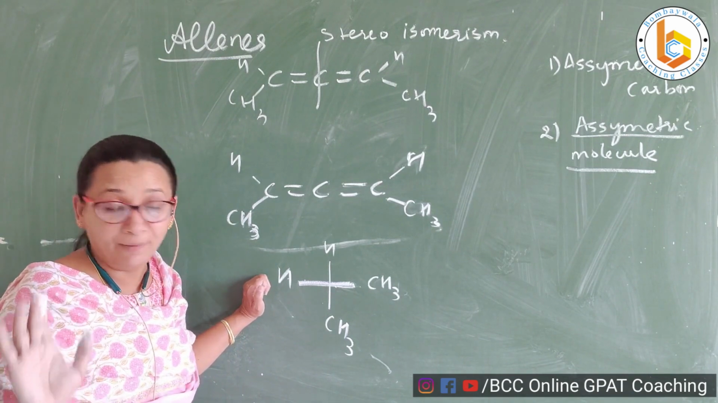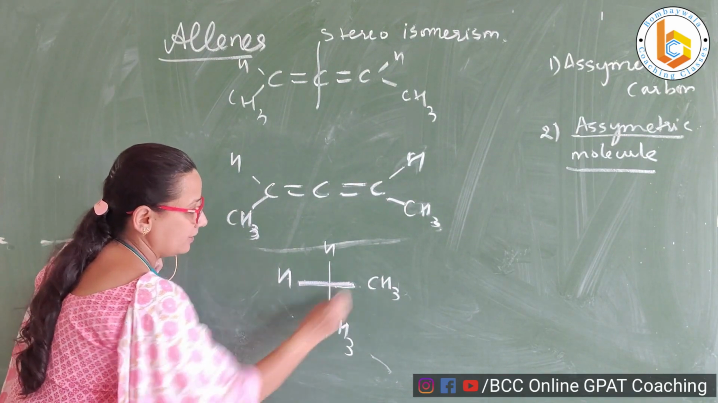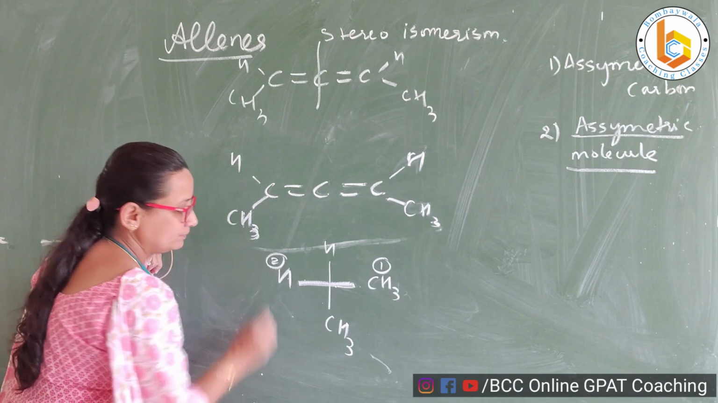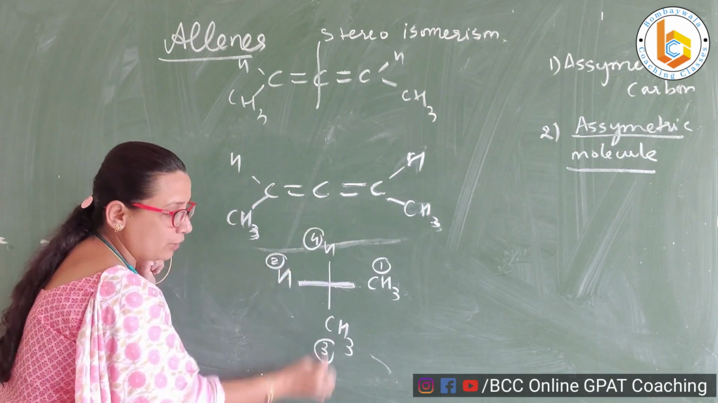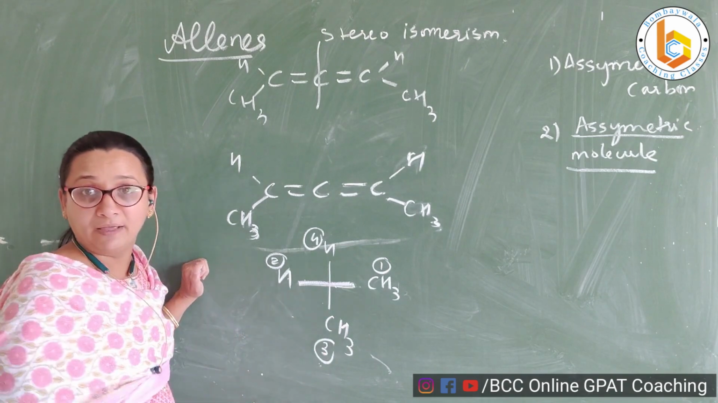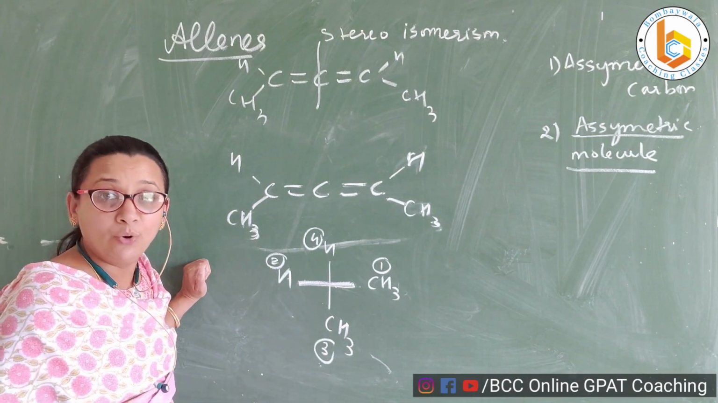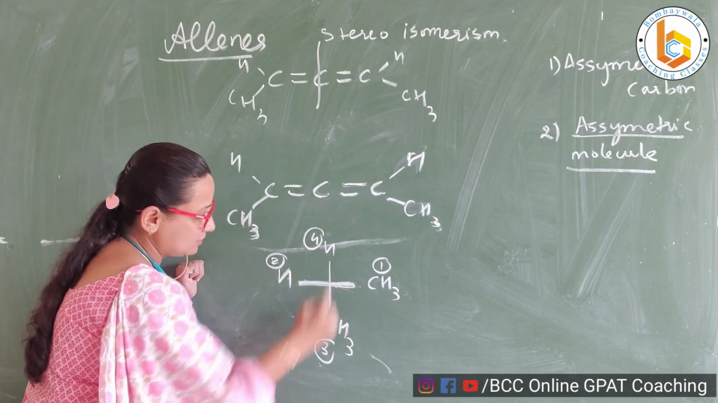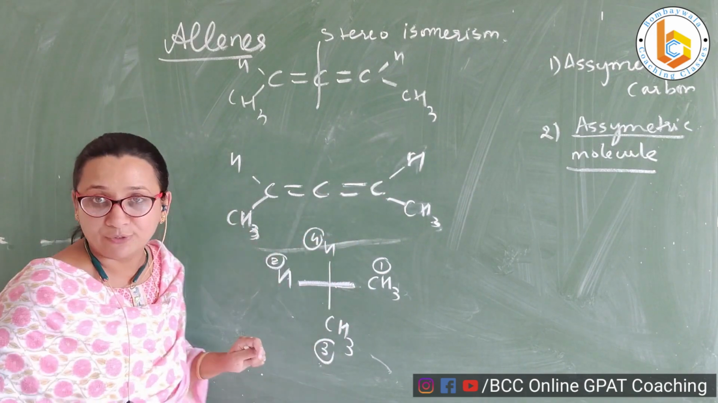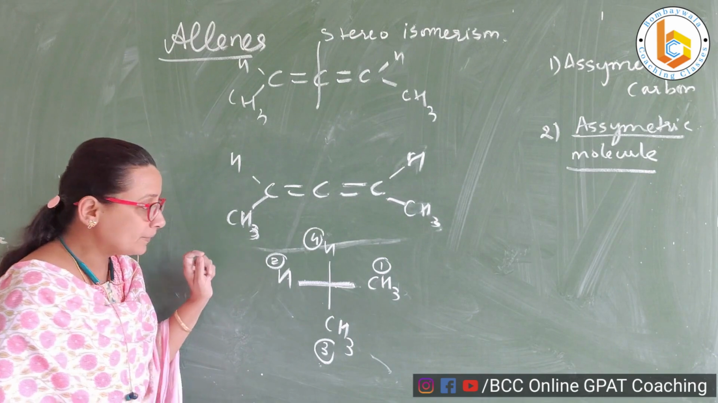Here we will not do that; we will look along this axis. This is 1, this is 2. Along this axis, this is 3 and this is 4, because out of this, this will have greater priority. So you have to number it as per on which carbon it is present. This is 3 and 4. It could have been opposite also, right? And this is 1 and 2.